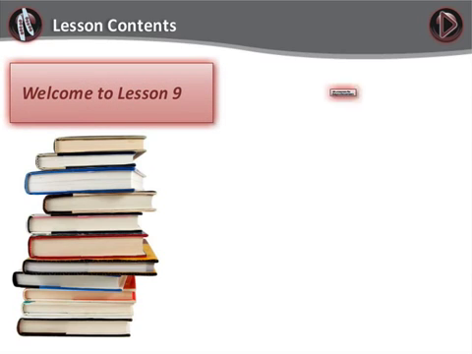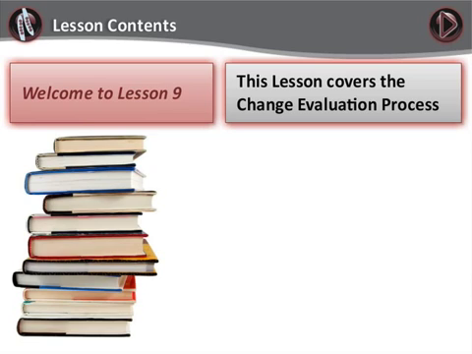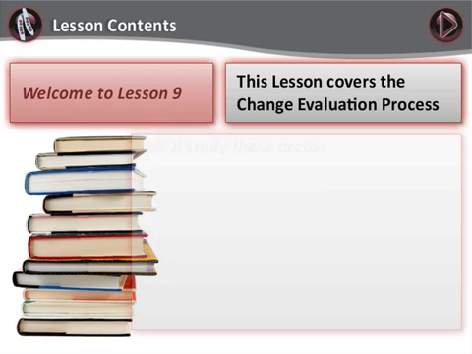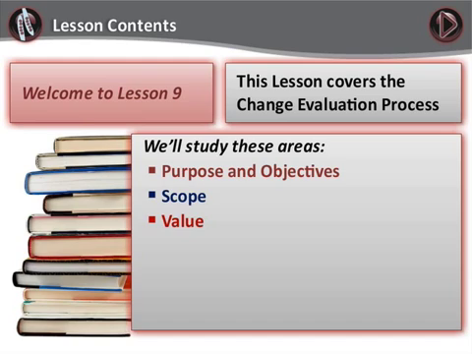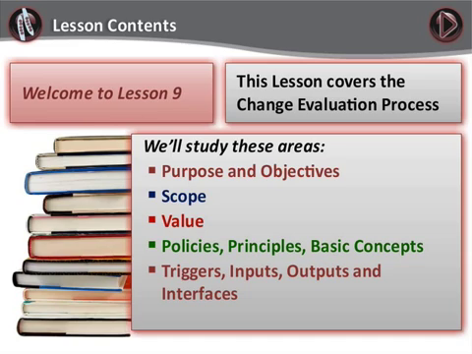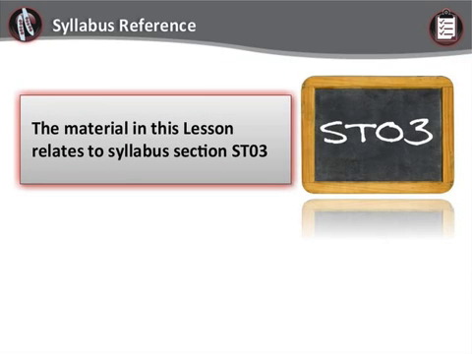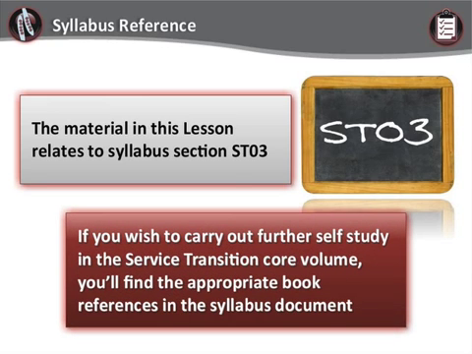Welcome to Lesson 9. In this lesson, we're going to be studying the change evaluation process. We'll be covering the standard process areas from the syllabus, including purpose and objectives, scope, value, policies, principles, and basic concepts, triggers, inputs, outputs, and interfaces, and key performance indicators and metrics. The information in this lesson relates to syllabus section ST03. You can use your syllabus document to identify areas in the service transition volume for further reading as part of your self-study.